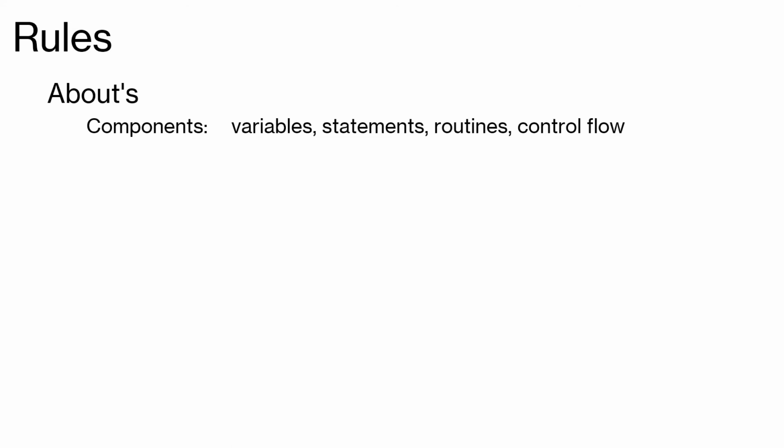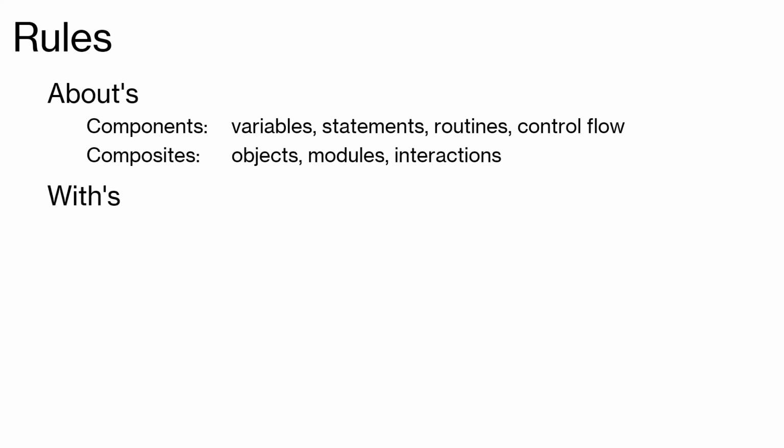Here's what I found. The rules are about things, and the rules are concerned with things. So let's first split them on the about dimension. They're about the individual components, like variables, statements, routines, and control flow. And they're about how to compose these components into objects, modules, interactions in general. And they're concerned with how we use these and how we compose these. So they're concerned with the scope, the size, the visibility of these variables, statements, routines, the assumptions we make in order to construct these modules, interactions, routines.